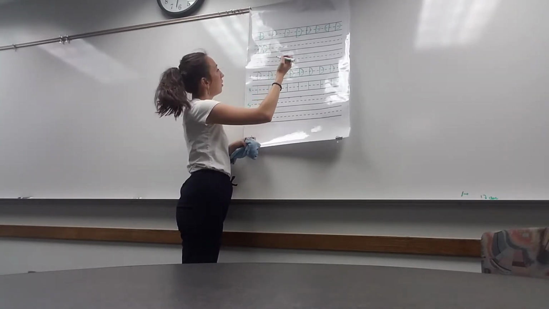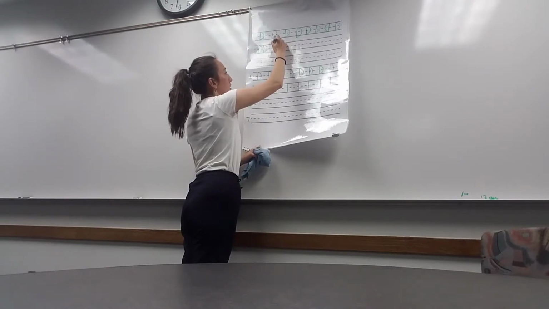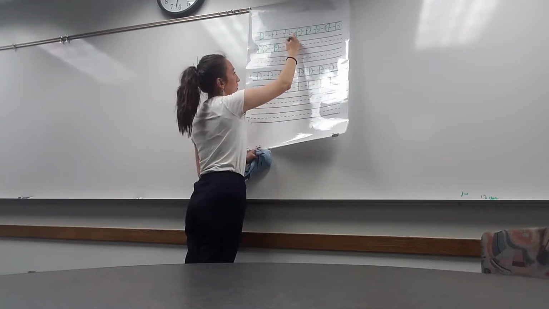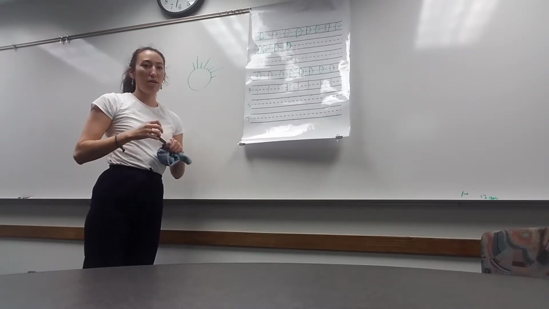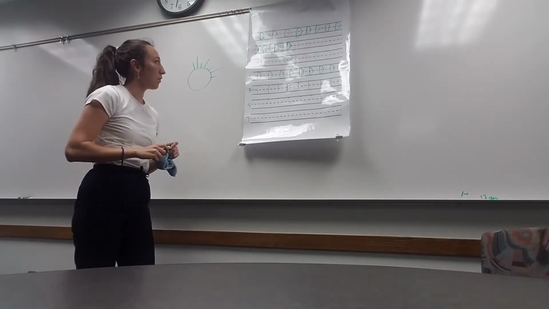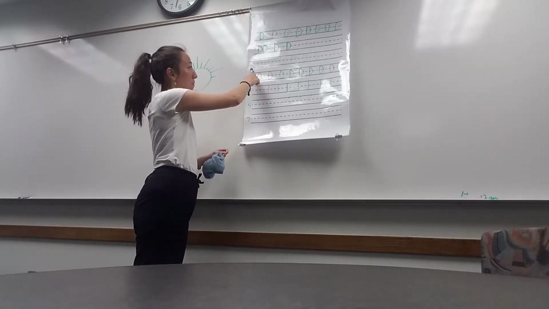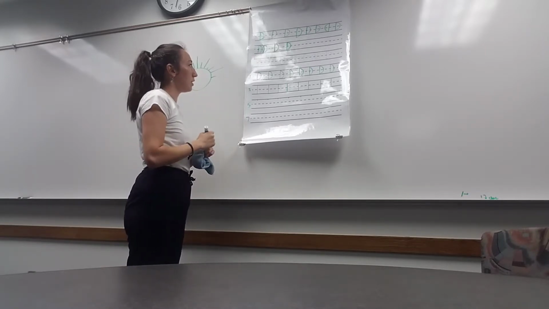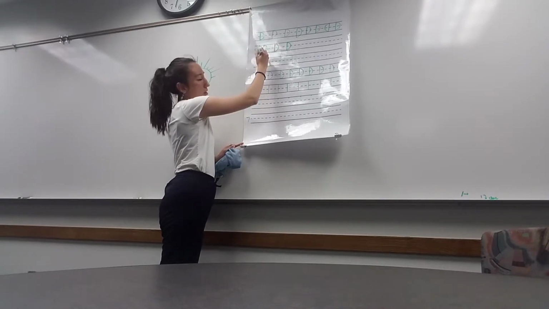Recite and name uppercase D with me. Down, curve around to the right, uppercase D. Down, curve around to the right, uppercase D. Awesome. Now, we're going to trace uppercase D. When I trace uppercase D, I start just below the top line.